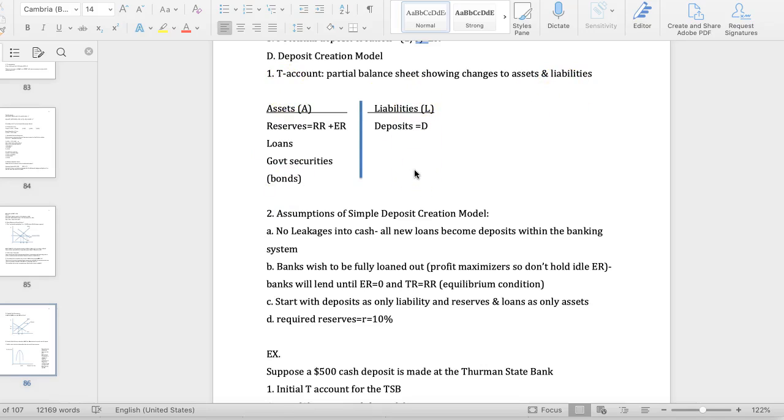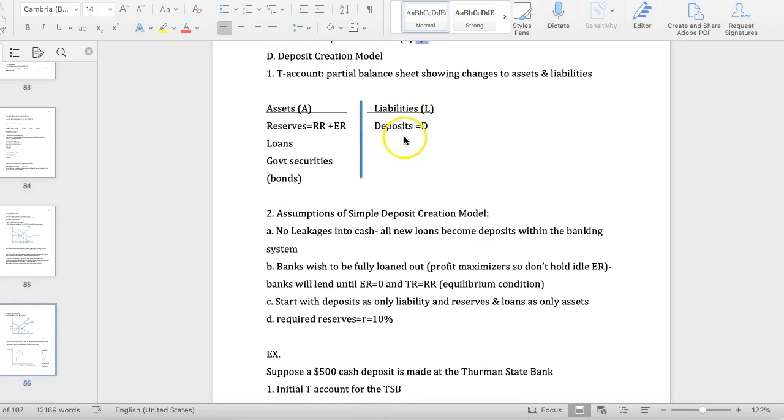And one thing that is important to always remember, and if you've taken accounting, you'll know this, assets must equal liabilities. So these two numbers have to sum to the same amount. So for a bank, the assets are reserves, and we know that total reserves are required reserves plus excess reserves. Loans, and the reason that that's an asset is because people owe them money. And government securities, which are bonds.